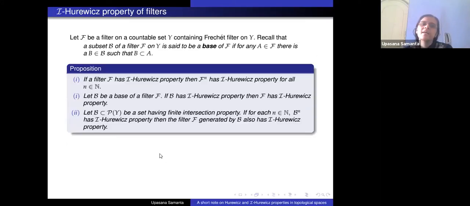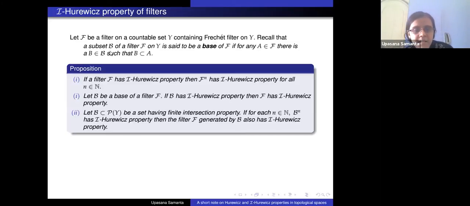Here we study I-Hurewicz property of filters. Now, what is a filter? Actually, I have not defined what is called a filter. Filter is a notion dual to ideal. Okay, so let F be a filter on a countable set Y containing the Fletcher filter. What is the Fletcher filter? Fletcher filter is the collection of all cofinite subsets of Y. If we collect all cofinite subsets of Y, then we see that it is a filter on Y.